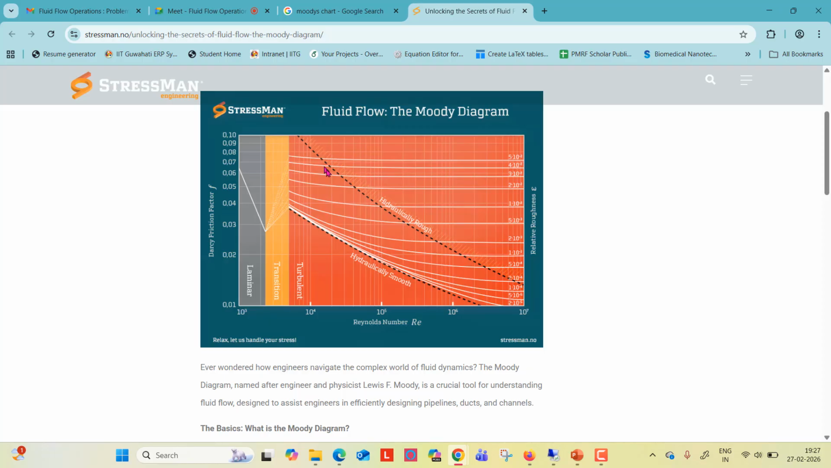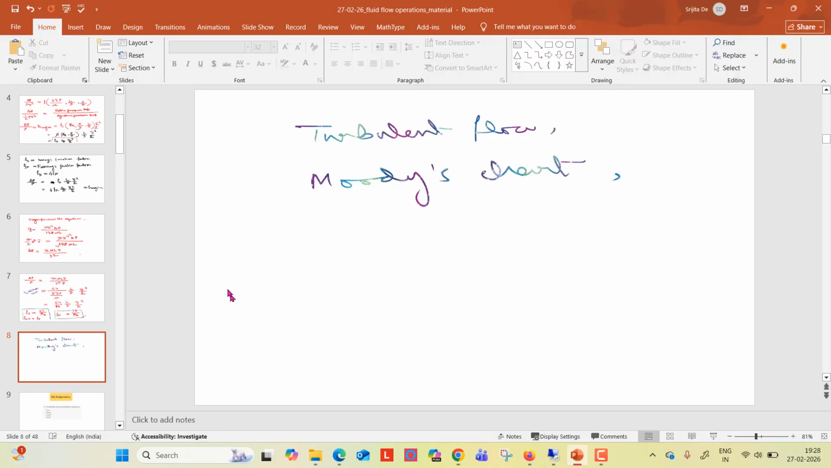And this graph is for hydraulically rough surfaces, rough pipe. Okay. So for turbulent cases, we will calculate this FD from this chart, or for the laminar case also you can calculate. But for turbulent flow, this FD is very important, right? Okay. Going back to the session. So this is your Moody's chart.